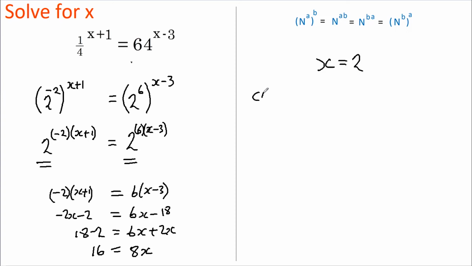Let's do a quick check and see if that's right. If x equals 2, then this becomes 1/4 to the power of 3. And that should equal 64 to the power of minus 1.